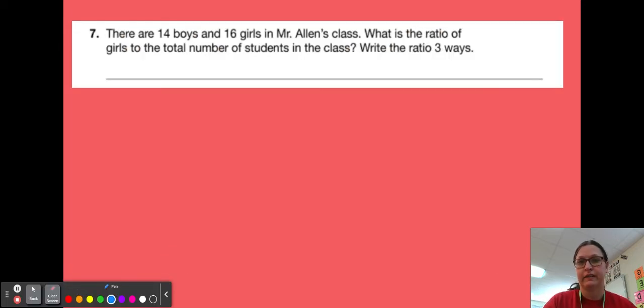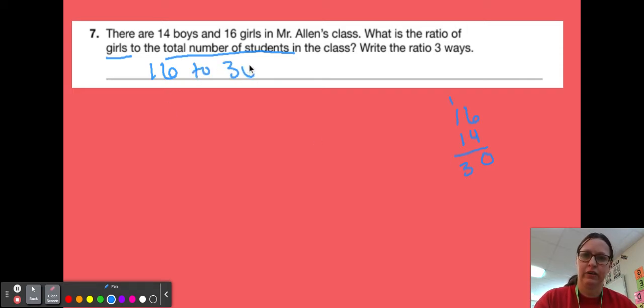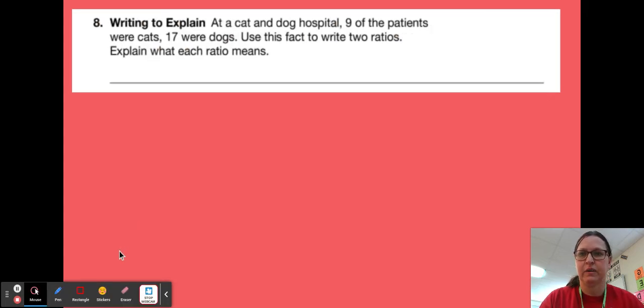Let's look at this one. There are 14 boys and 16 girls in Mr. Allen's class. What is the ratio of girls to the number of students in the class? Write the ratio 3 ways. Well, I'm looking at the ratio of girls. So how many girls? There's 16. And then to the total number of students. So I have to do 16 plus 14, and I have 30. And so I'd have 16 to 30. I could also write it 16 colon 30 and 16 over 30. Those are the 3 ways to write this ratio. That wasn't too hard, was it? Let's do the next one.